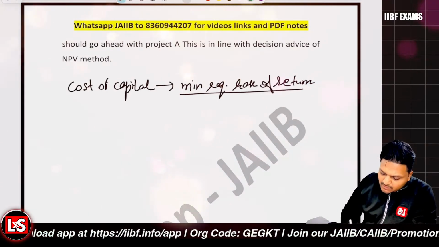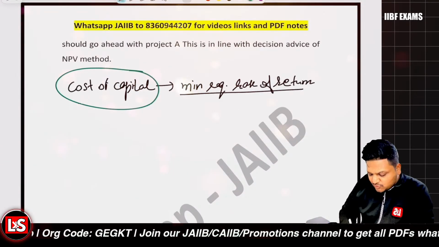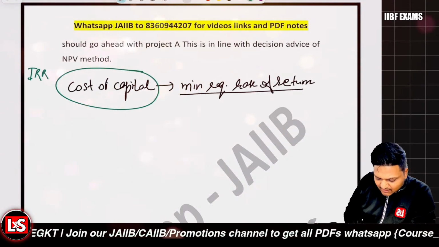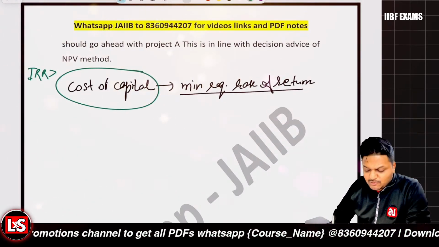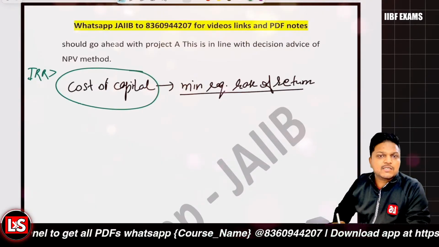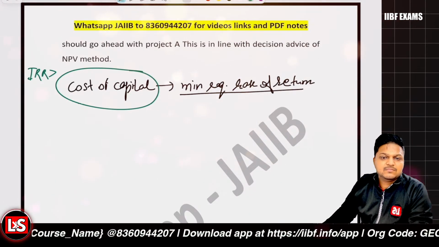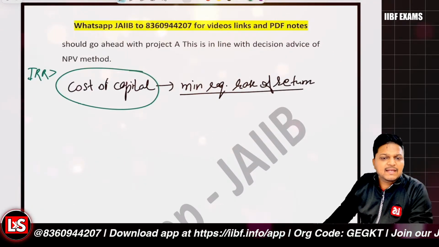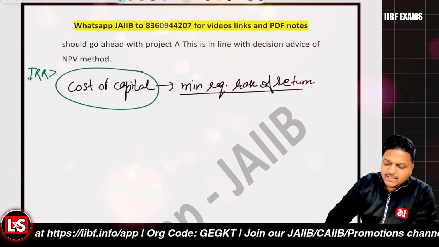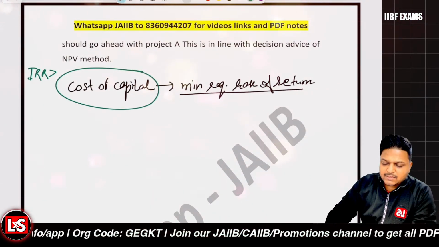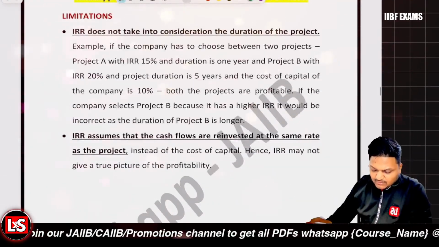So if the minimum required rate of return, or the cost of capital, is lesser than the IRR, so if we have the IRR greater than the minimum required cost of capital, definitely we should take up the project. That's for a single project. But if we are considering multiple projects, then the higher IRR is to be selected, right? Now, there are some limitations related to IRR, the internal rate of return limitations.